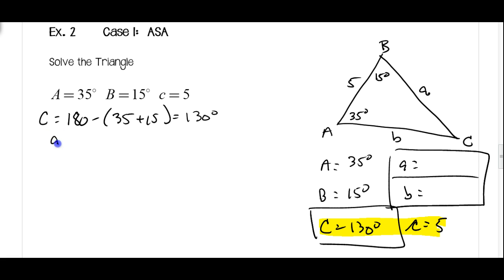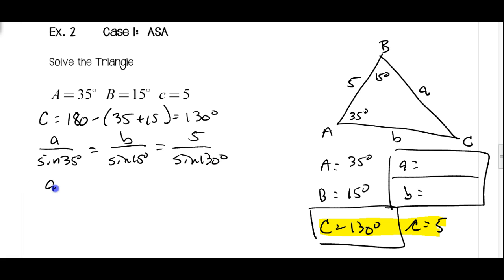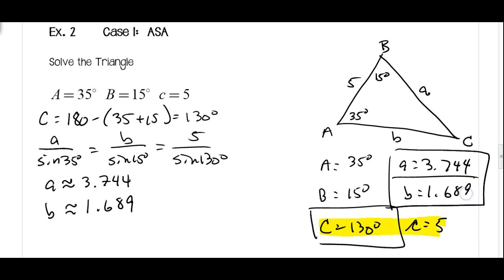So let's find A first. I've got A over sine 35, and I know that's going to be B over the sine of 15 degrees, which has to be 5 over the sine of 130 degrees. So A is going to be approximately 3.744. Again, pause it anytime you need to do your calculations. And B is going to be about 1.689. So that's 3.744 and 1.689.